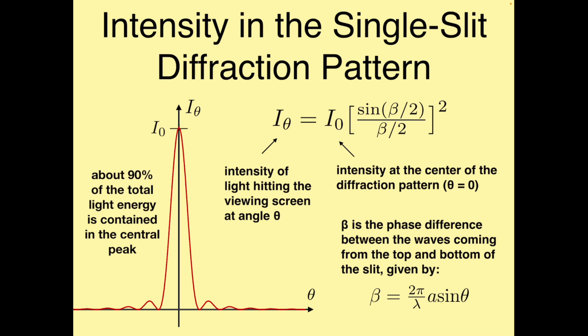So I'm not going to prove this, but it turns out about 90% of the total light energy is contained in that central peak. So this is by far the brightest part of the pattern. 90% of the energy is contained here. All of the rest is in the fringes.